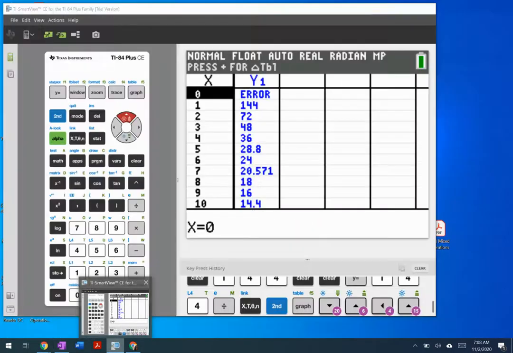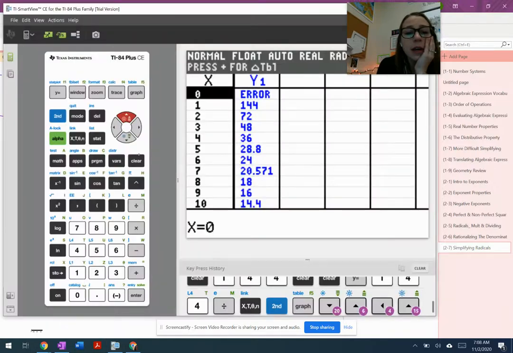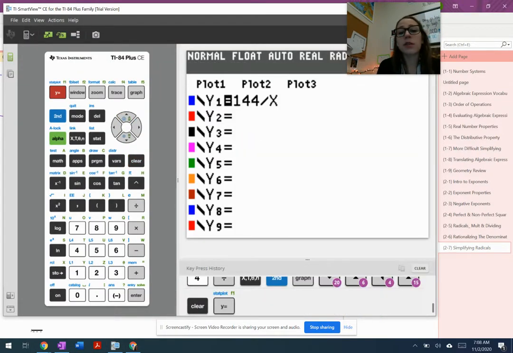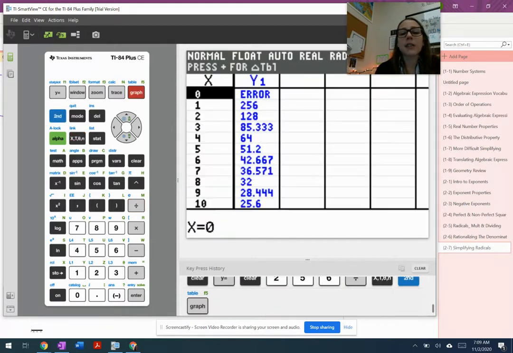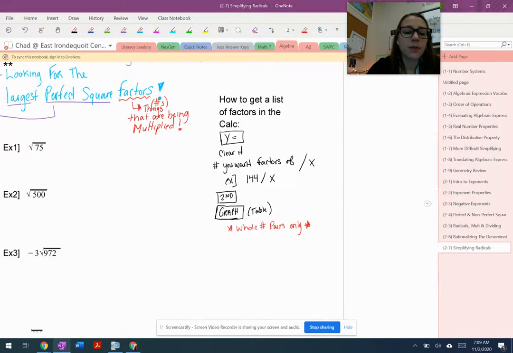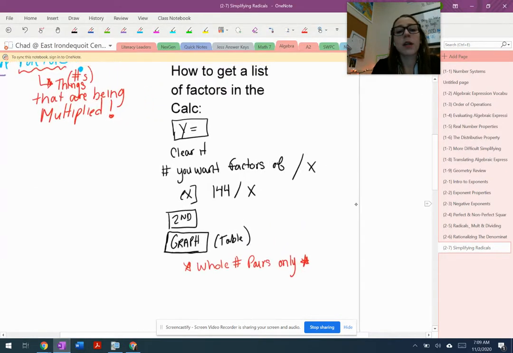So one more time for just a quick example here. I am going to y equals, if there's something already in there, clearing it out. Let's say I want factors of 256, divided by, that next to the alpha button, that x, t, theta, n, second, and table. And again, only looking at the whole number ones. So nice little shortcut for you.